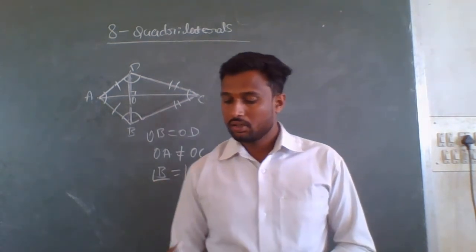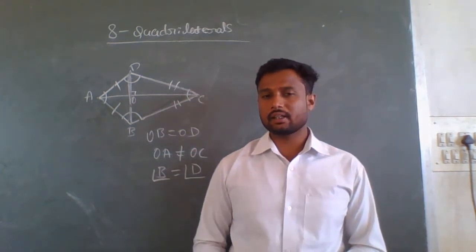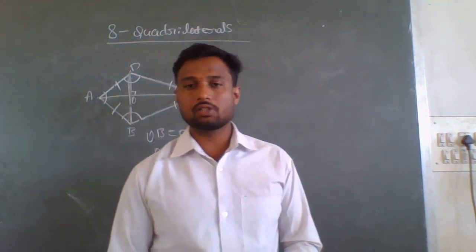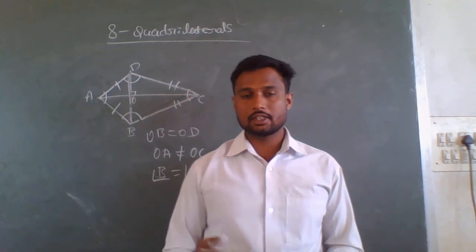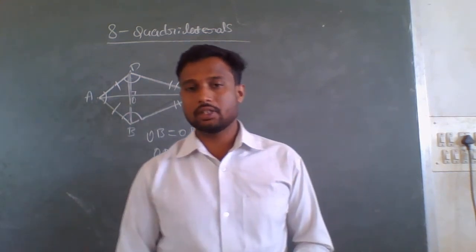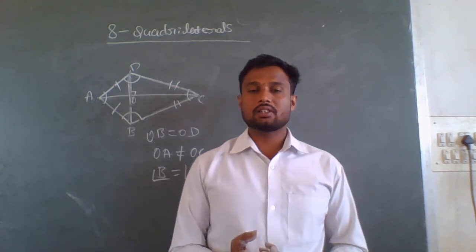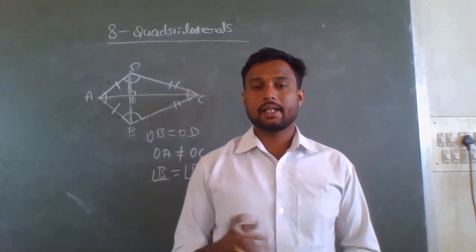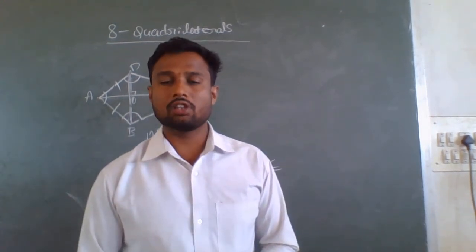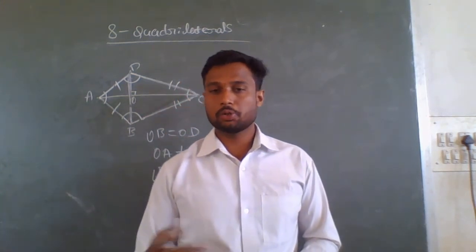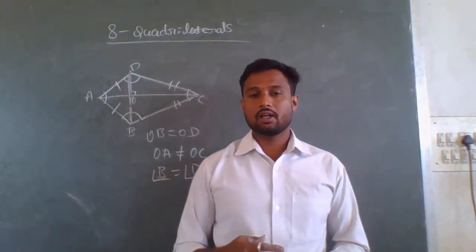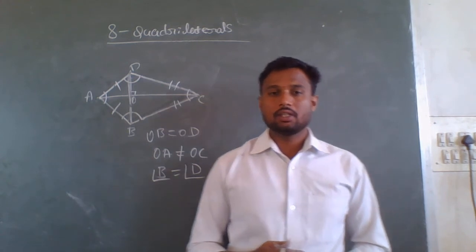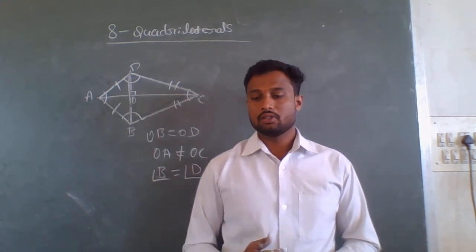And next one is the rectangle. Here a rectangle is also a parallelogram, because it has all the properties of a parallelogram: opposite sides are equal and opposite sides are parallel to each other. But the only difference is that in a rectangle, all the angles are 90 degrees or right angles. Therefore, a rectangle also has all the properties of a parallelogram: opposite sides are equal, parallel, and diagonals bisect each other. But the most important property of a rectangle is that all the angles are right angles. So this is about the rectangle.